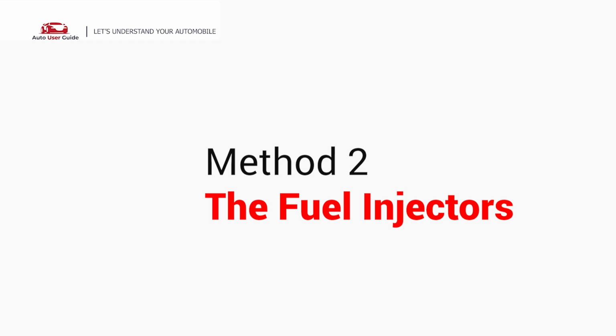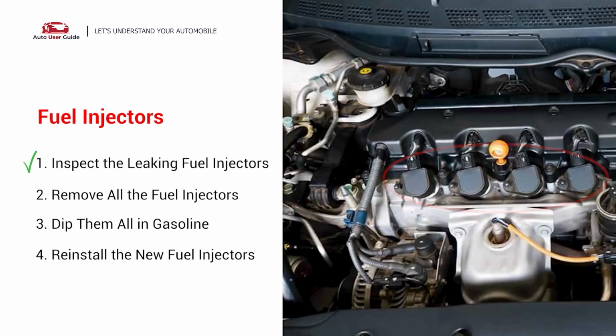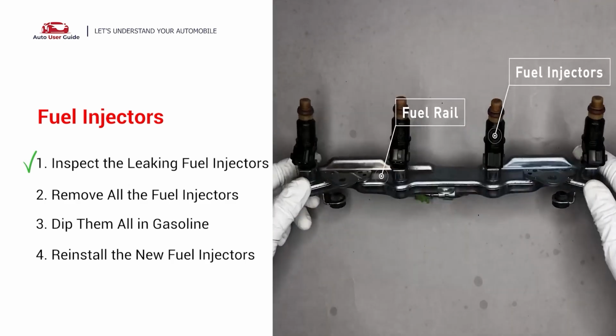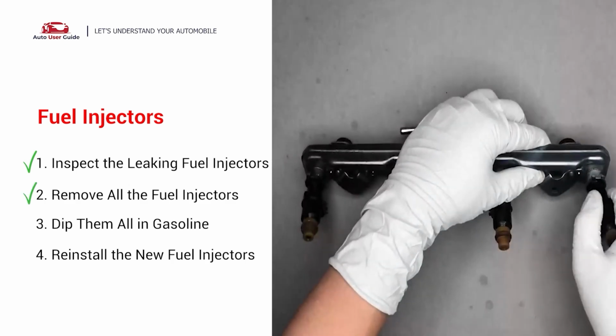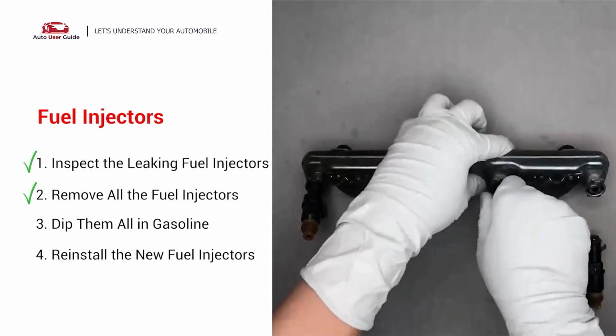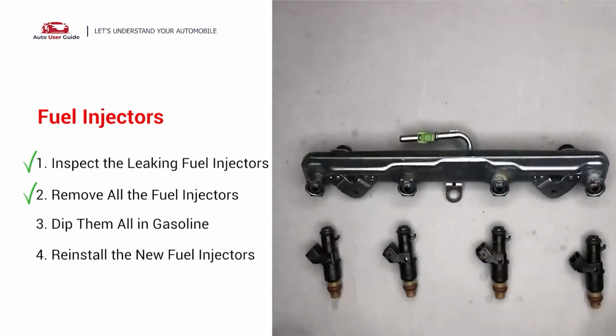Method 2. Check the fuel injectors. The fuel injectors are mounted in the intake manifold so that they spray fuel directly at the intake valves. Inspect the leaking fuel injectors on the fuel rail. Carefully remove the fuel injector. Make sure the new injector has new seals and never use the old seals over. When you change the fuel injectors, change them all as a set. Otherwise, the engine will run unevenly.